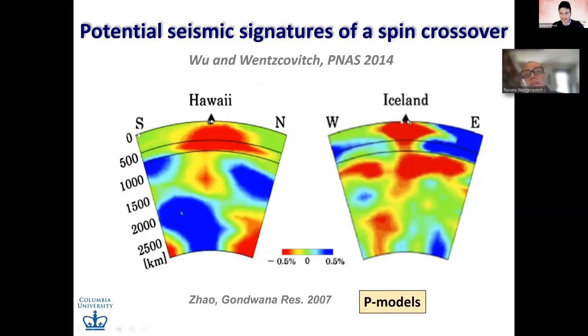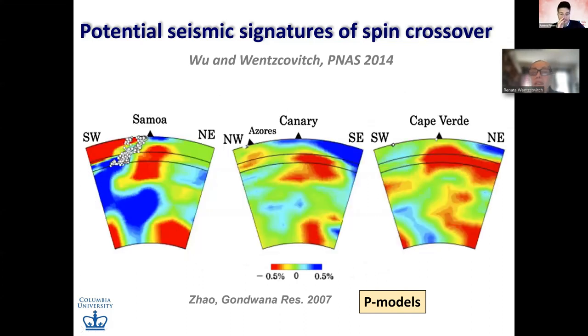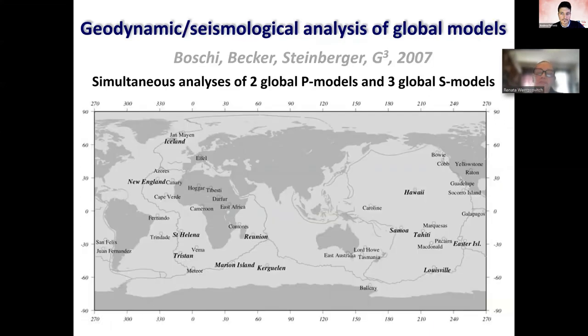But look at this picture of Hawaii. This is a P velocity map. It's not a shear velocity map. This is Iceland, the same kind. Samoa, Canary, Cape Verde. There are many hotspots, volcanoes that have P velocity maps that look like this. Shear velocity maps were not correlating well with this, so people didn't believe that these moduli would be affected differently by temperature. So because I have a very short time, I'm going to cut here.